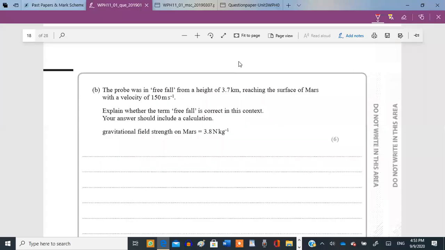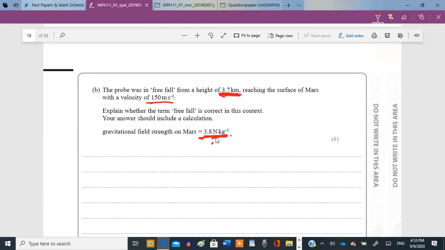Okay, so the probe was in free fall from a height of 3.7 kilometers, reaching the surface of Mars with a velocity of 150 meters per second. Explain whether the term free fall is correct in this context. Your answer should include a calculation. The gravitational field strength given to you is 3.8 newtons per kg.